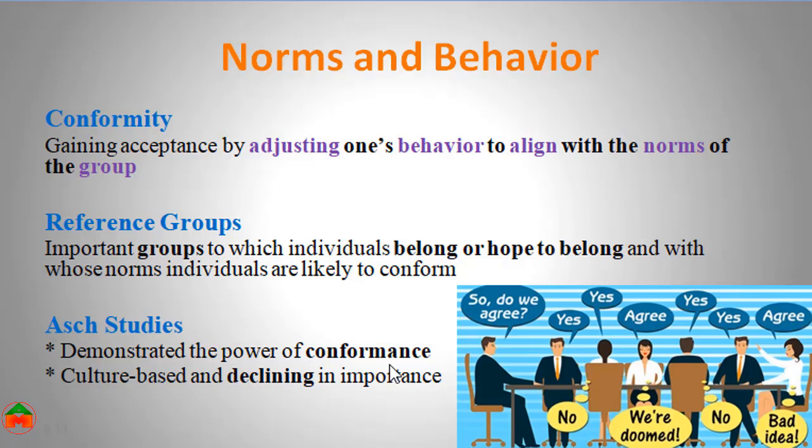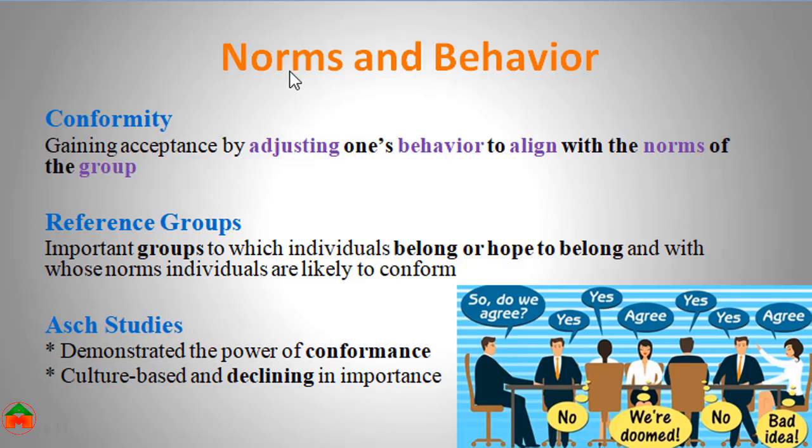Asch set forth a series of experiments where the answers were fairly easy and straightforward. However, when group members answered incorrectly, it influenced the subject to answer incorrectly as well, even though the answer was not difficult. This study, however, was done a number of years ago, and some research has shown that conformity is decreasing in importance and can be culturally bound.